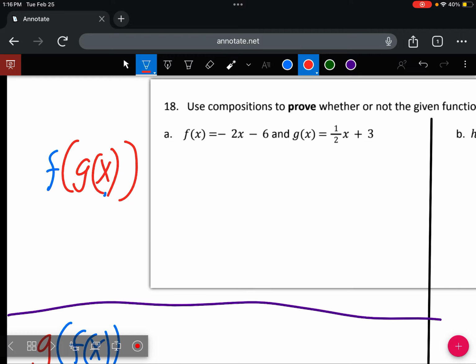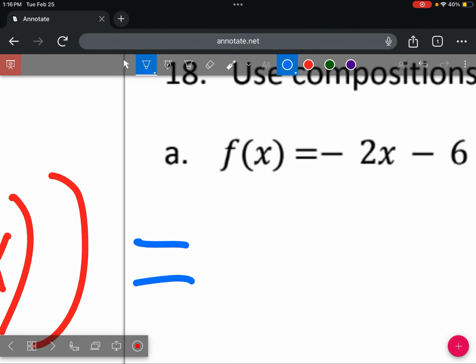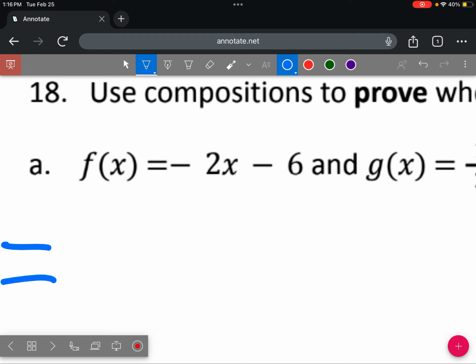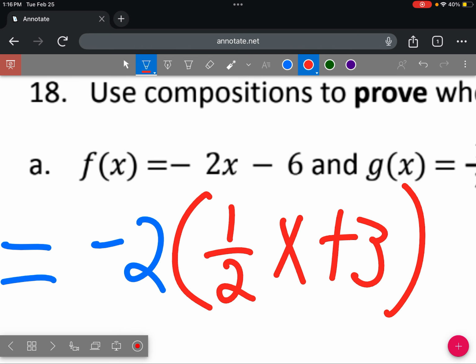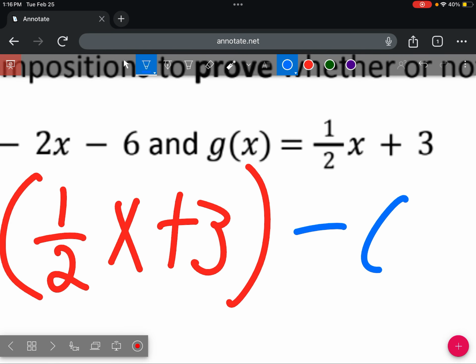Starting with the top one. Again, it starts with f, so I'm just rewriting f. F starts with what leading coefficient? -2. Whenever you're doing a composition and you see an x, that's when you should stop and ask yourself, I'm not writing x. I'm writing that function that's being inputted for the other one. So what is g of x? 1/2 x plus 3. And then at the end, don't forget subtracting 6.